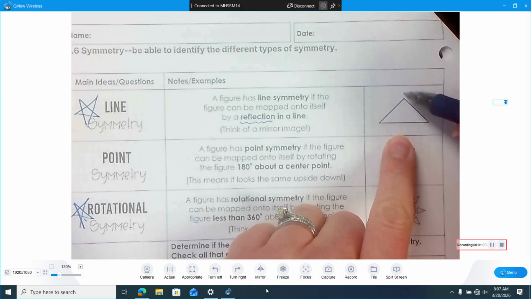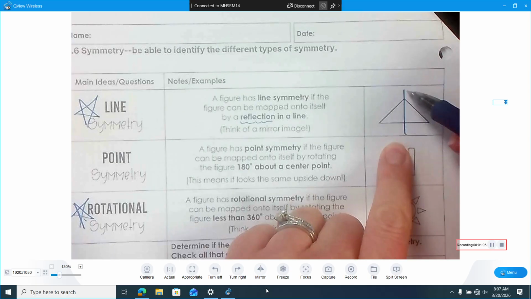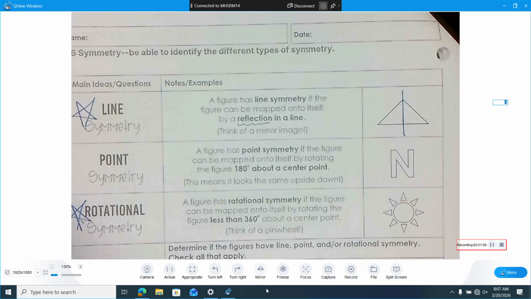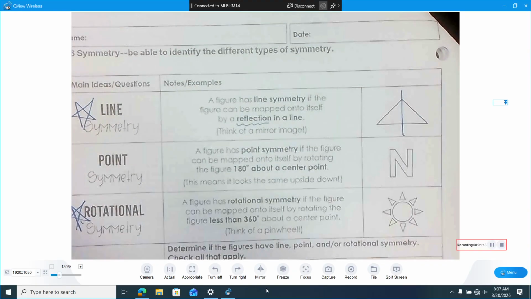And so on this particular figure, if I were to place a mirror on this line, it exactly cuts the figure into two mirror images. Does that make sense to you? All right, so one side is the mirror image of the other. So that is line symmetry.